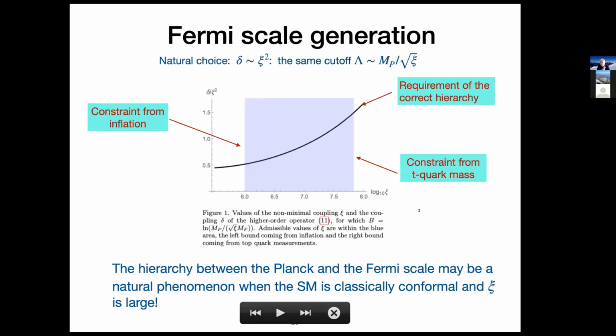And now you can study what happens with the Euclidean action in this theory. Can you find a solution which would give you a Euclidean action of the order of 80, which would reproduce for you the required hierarchy between the Higgs vev and the Planck scale? And this plot here shows when this is possible.